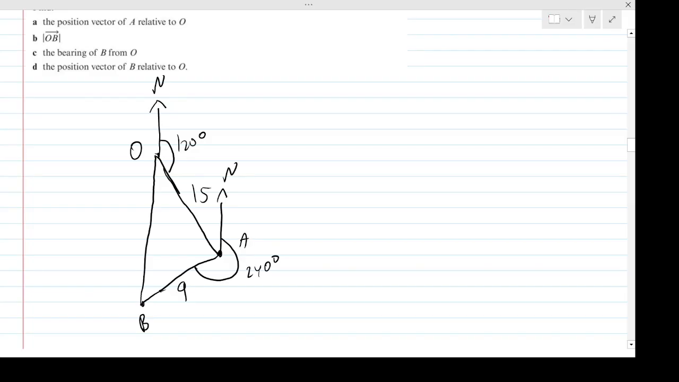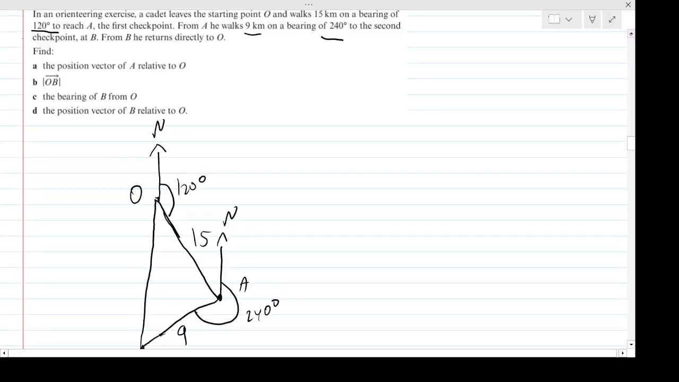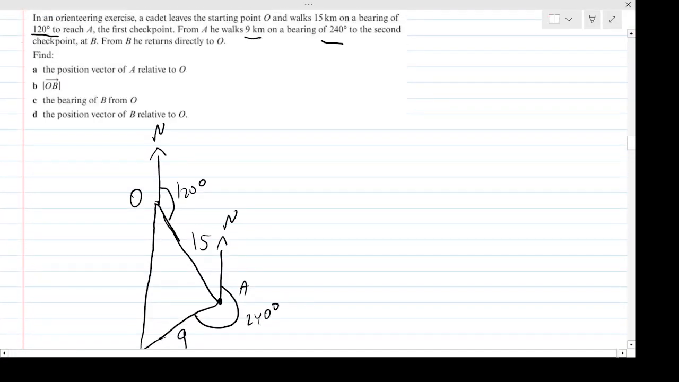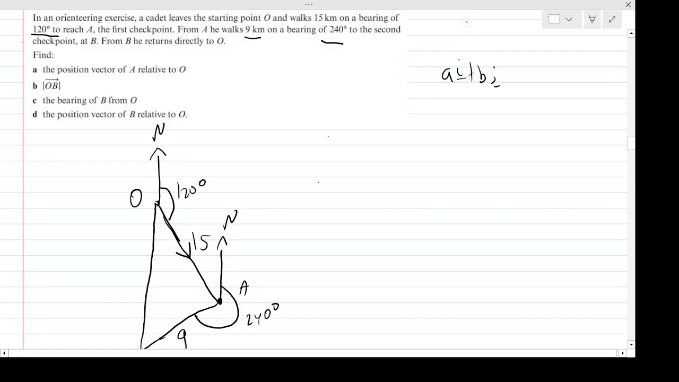Cool. Then we are told, for part A, we need to find the position vector of A relative to O. So we need to find the vector O to A, that line O to A. A vector is going to look like ai + bj. So we're going to need to find the i and the j component, or the x and y component. Depends how you think about it, it's the same thing virtually.